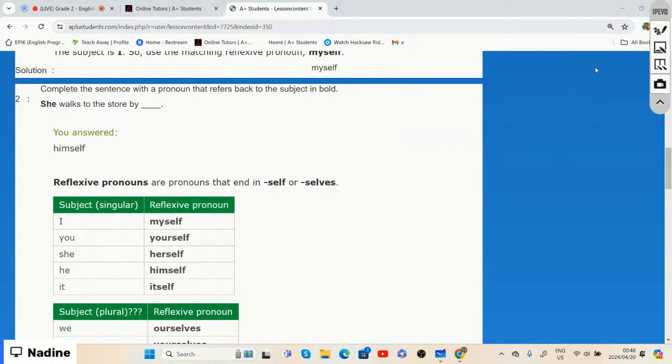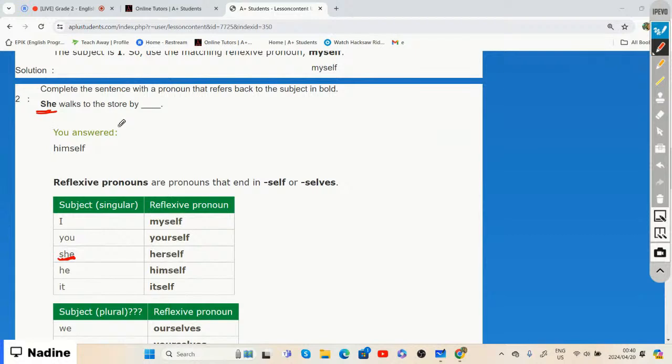So we need to select the correct reflexive pronoun, right? That matches that specific word, the subject, which is she. Look over here, there's she. She walks to the store by. This needs to refer to the reflexive pronoun, right?